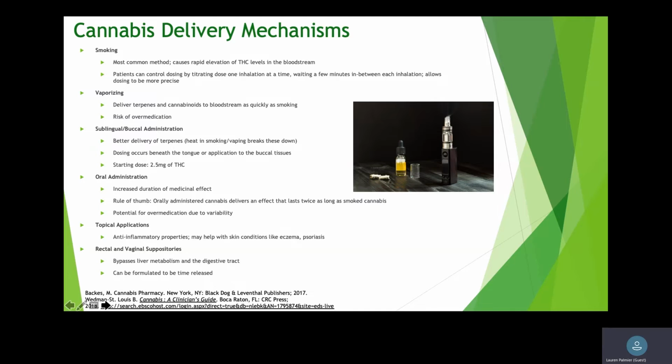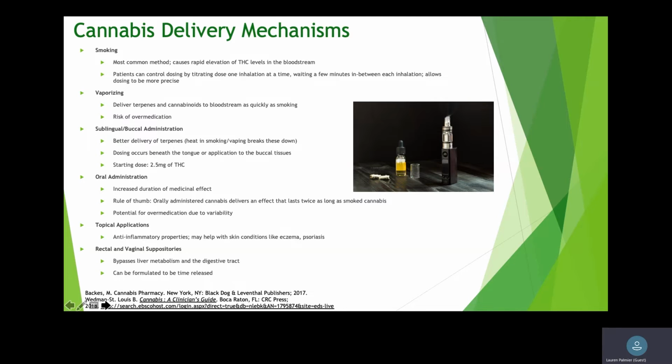Oral administration, like we've touched on previously, gives an increased duration of medicinal effect. So, out of all of our options, this is the one delivery mechanism that's going to give the longest effect of cannabis. A rule of thumb that is used by many is that an orally administered cannabis product will deliver an effect that lasts twice as long as smoked cannabis. But there is a potential for over medication here due to variability of the product, and also patients themselves over medicating if they feel that they are not getting an effect right away, which they will not with this kind of route. So that's important for patient education.